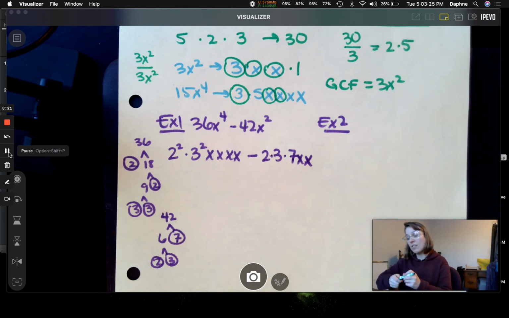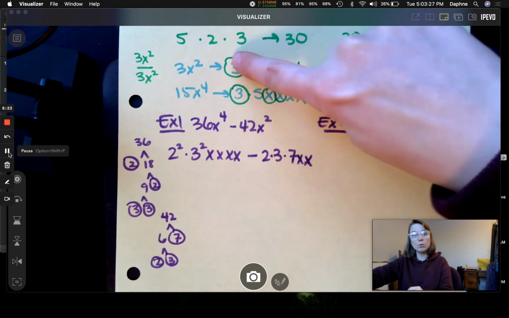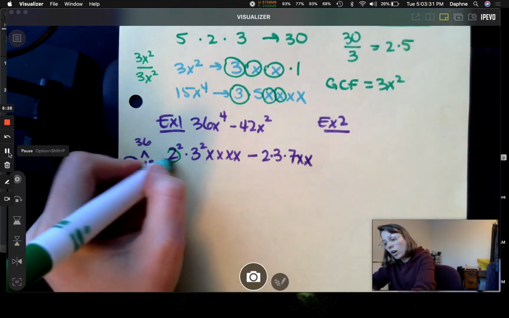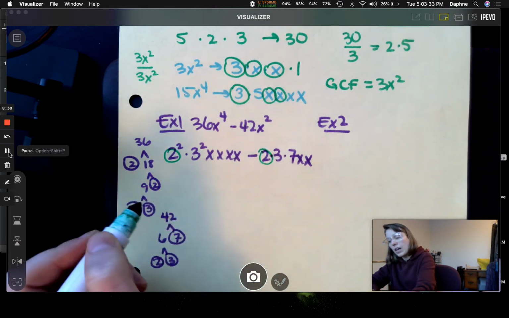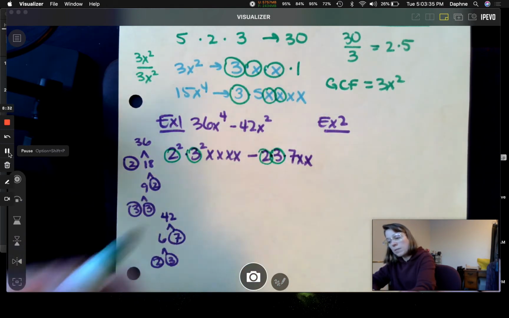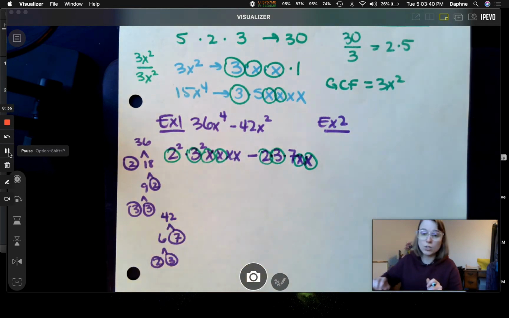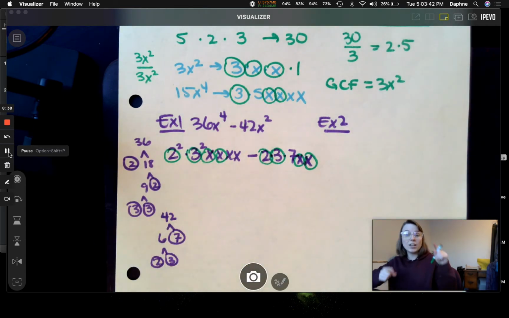Okay, so I have them expanded versions. I'm going to do the same circle thing I did up here. Everything they have in common. So notice they have one of the 2's in common. They have one of the 3's in common, and they have 2 x's in common. Pause here if you need to. Do you see what they have in common? Do you see what they have as factors? 2 squared, 3 squared, x's, and 2, 3, 7, x, x.